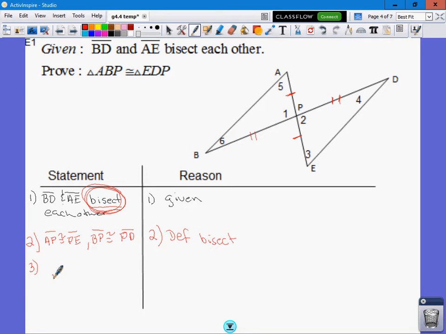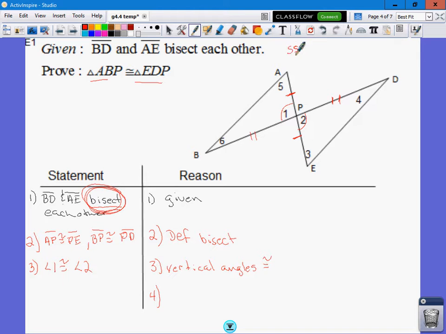Okay, so which two angles are congruent? Angle 1 is congruent to angle 2. And the reason I can mark it is vertical angles are congruent. Please do yourself a favor. Once you know something is congruent, mark it in the picture. Remember, the goal is to show that the two triangles are what? Congruent.